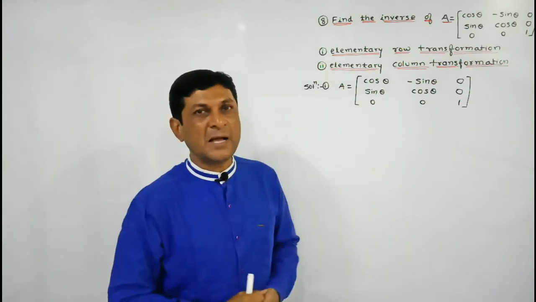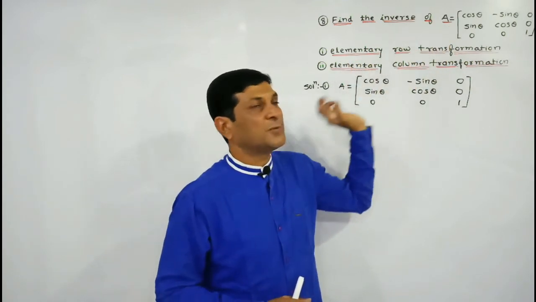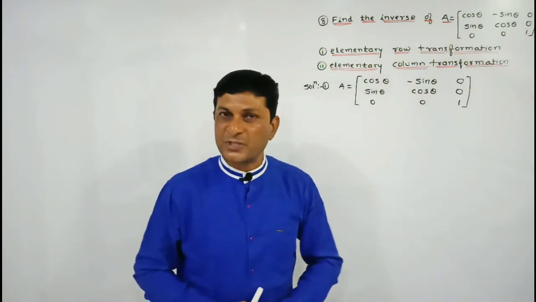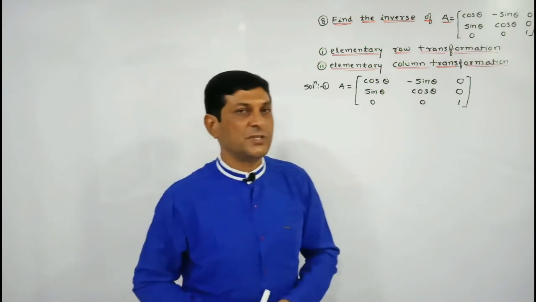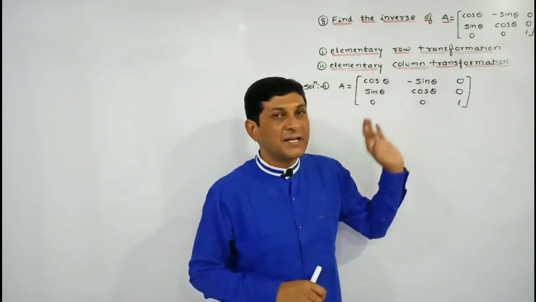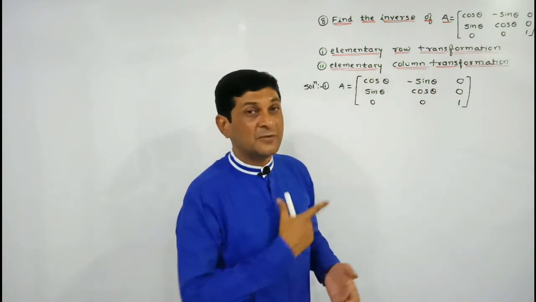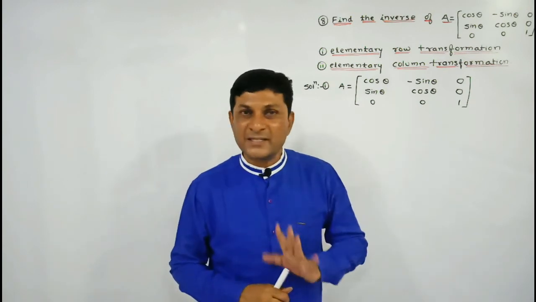See, in this example, we have to find the inverse of this matrix using row transformation, and in the second part using column transformation. So first we are finding the inverse of this matrix using row transformation. If you observe, the elements of this matrix are in terms of trigonometric functions. And which trigonometric functions are the elements? Sin theta and cos theta, isn't it?